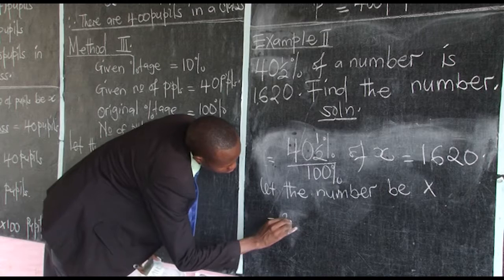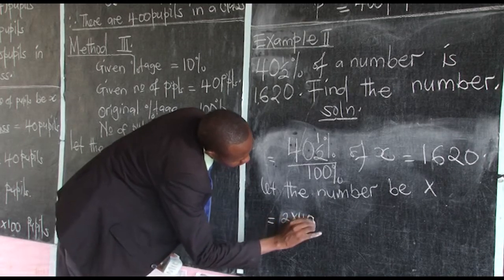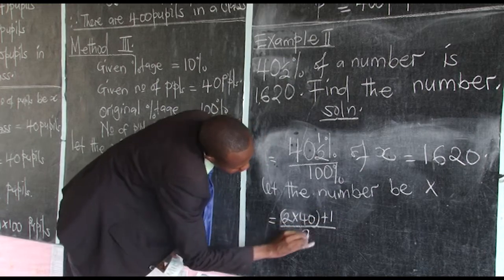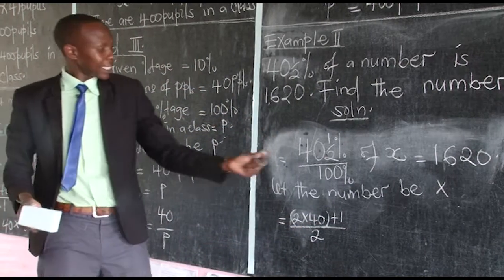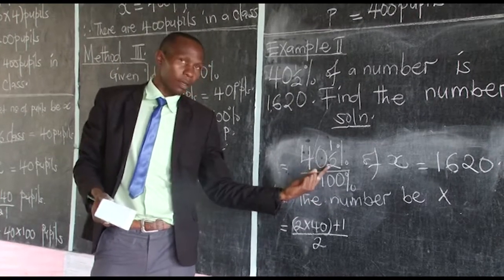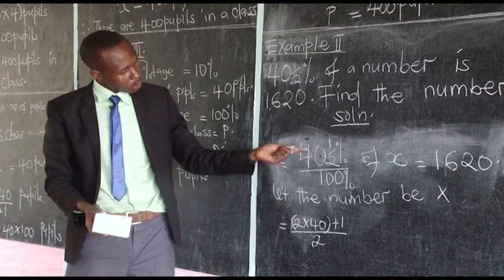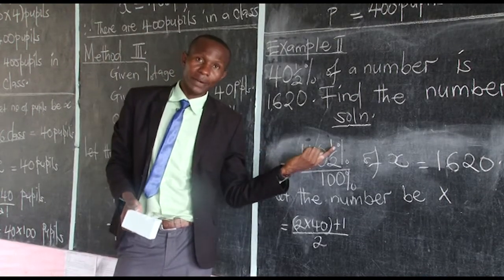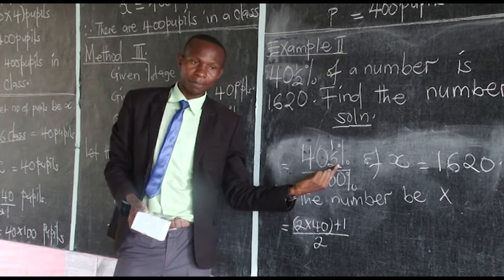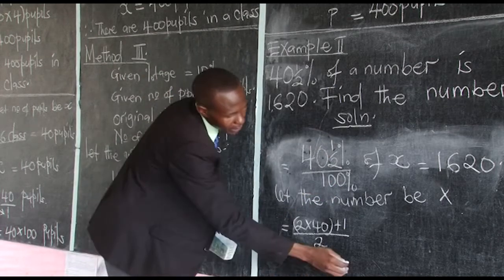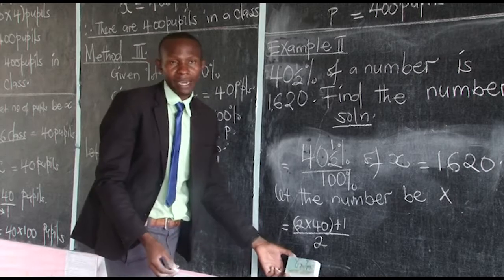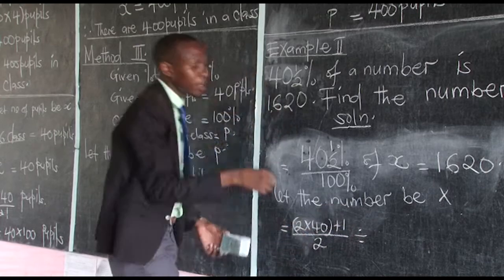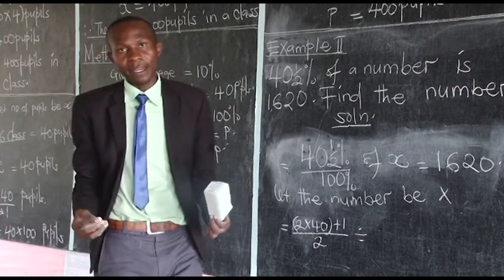We say 2 times 40 plus 1 divided by 2. We are getting a denominator, which is 2, times a whole number, which is 40, plus 1, which is the numerator, divided by the denominator. Then from, we cannot say "out of" again, because when I divide from down, you will get confused. What we shall do? I will say "divide by," because "out of" simply means divide.